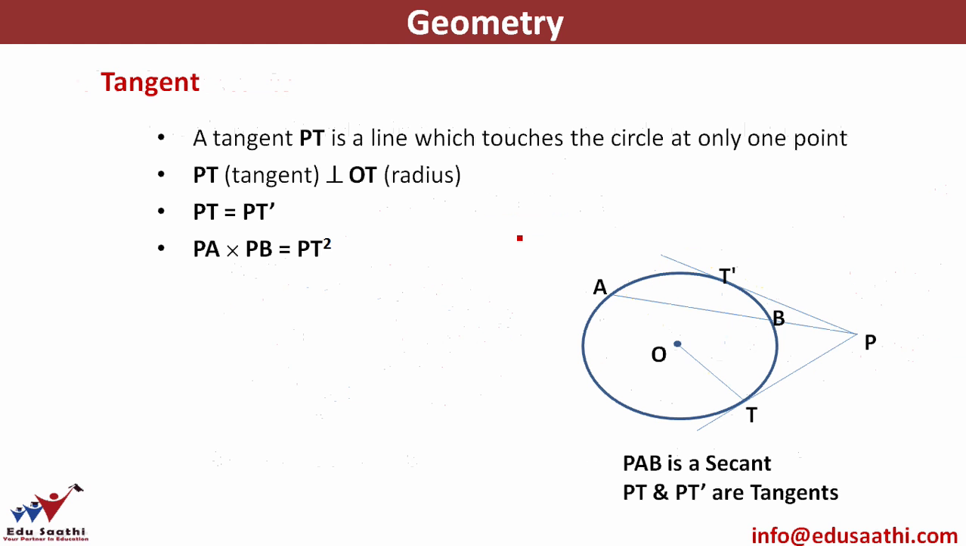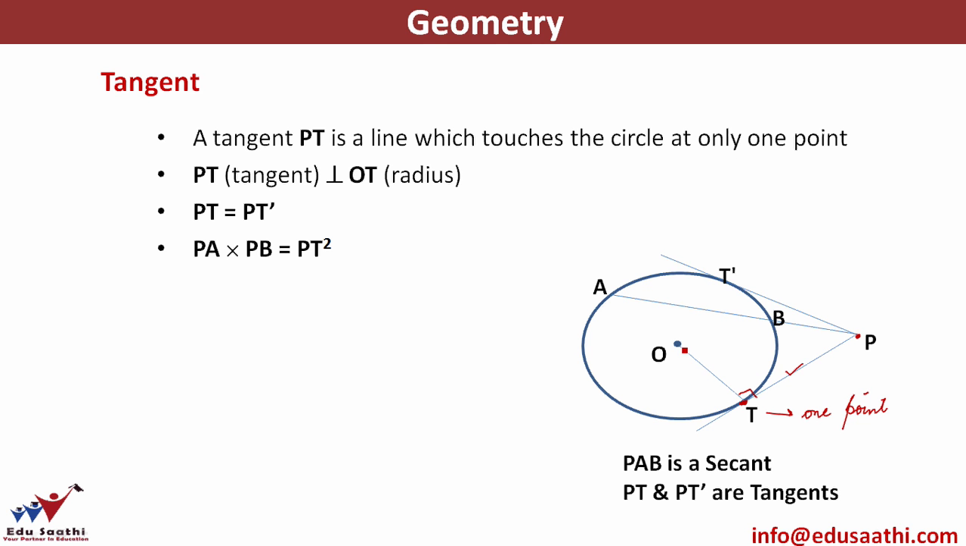Now let's look at a tangent. What is a tangent? A tangent, if you look at this figure PT, a tangent is a line which touches the circle at only one point. It does not intersect the circle, it is not inside the circle, it is only touching the circle at one point. This one point here is represented by the point T. So PT is a tangent that I have, and the tangent is always perpendicular to the circle at the point of contact. So this is the point of contact.